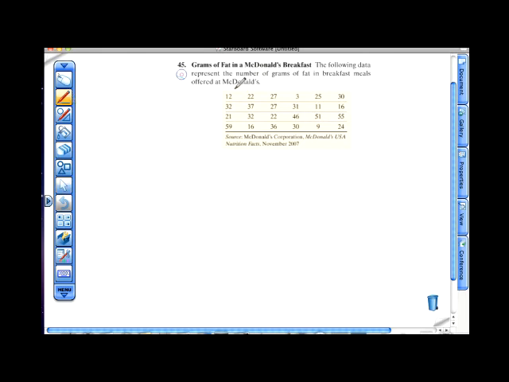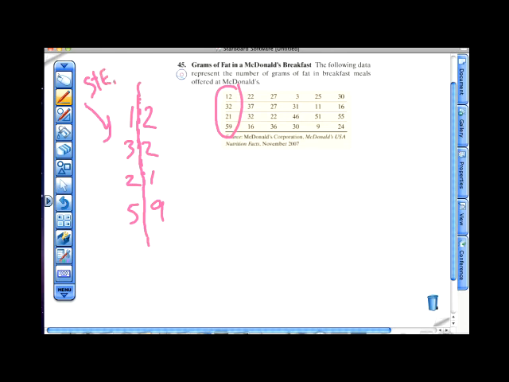So notice, let's take this first column of data. We've got the 12, we've got the 32, we've got the 21, we've got the 59. So what we're going to do is break these data values in half, right down the middle. The left-hand side is going to represent the stems, and the right-hand side are going to represent the leaves, which we're then going to draw about a vertical line.